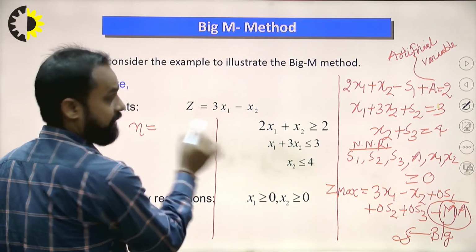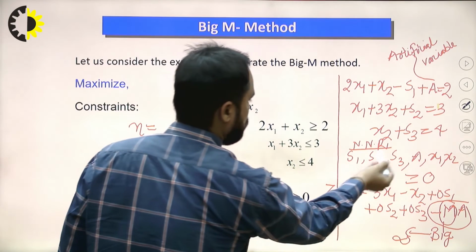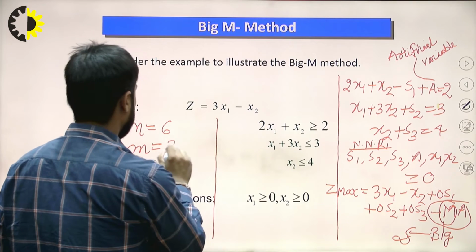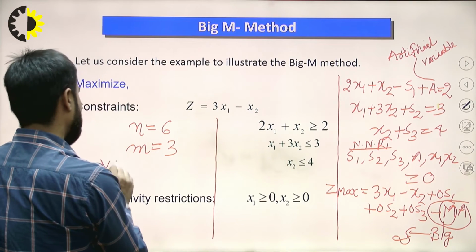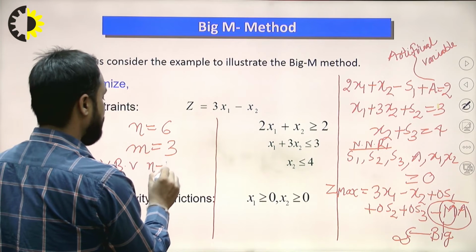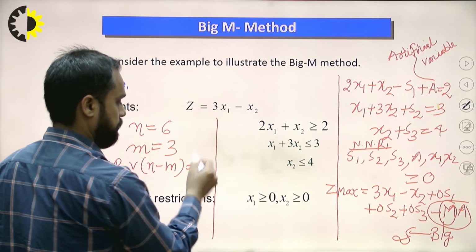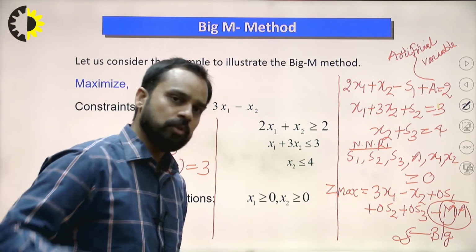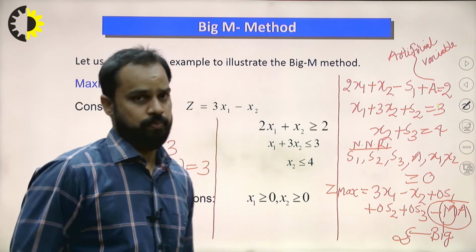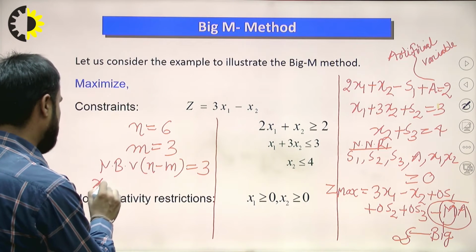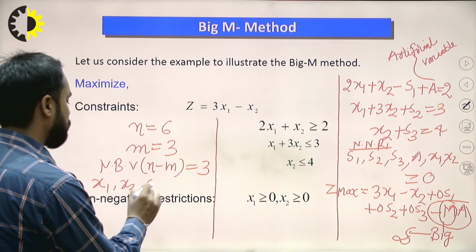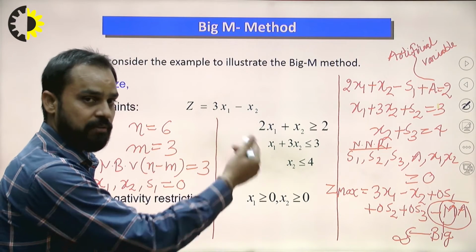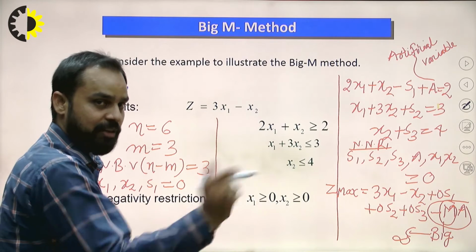N is the number of variables. How many variables now? 1, 2, 3, 4, 5, 6. And the number of equations now? 3. Number of non-basic variables is N minus M, which means 3. If we are taking 3 non-basic variables, it means we are fixing them to 0, just like x1, x2, s1 equal to 0. These are the non-basic variables. By fixing the non-basic variables to 0, we get the values of the basic variables.